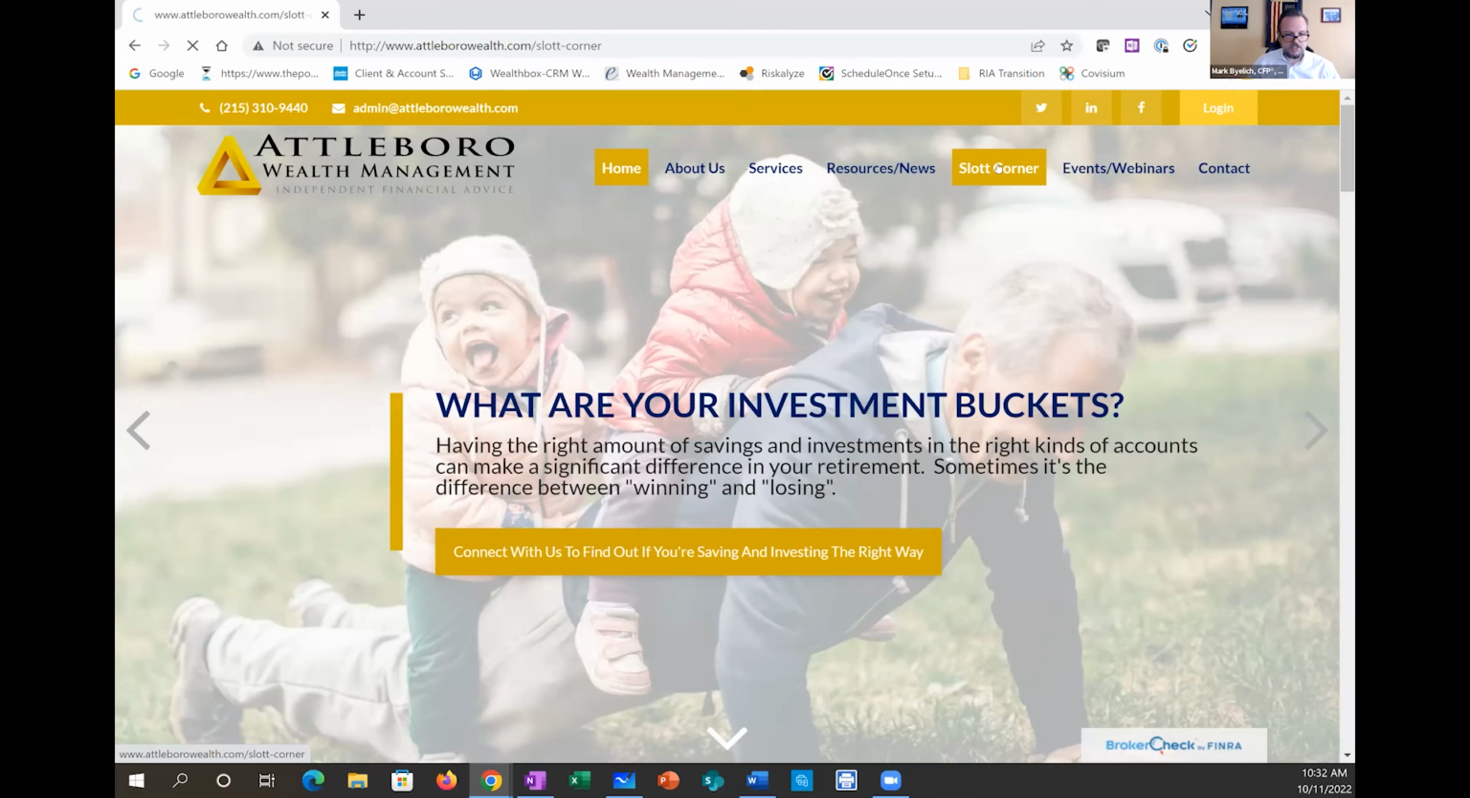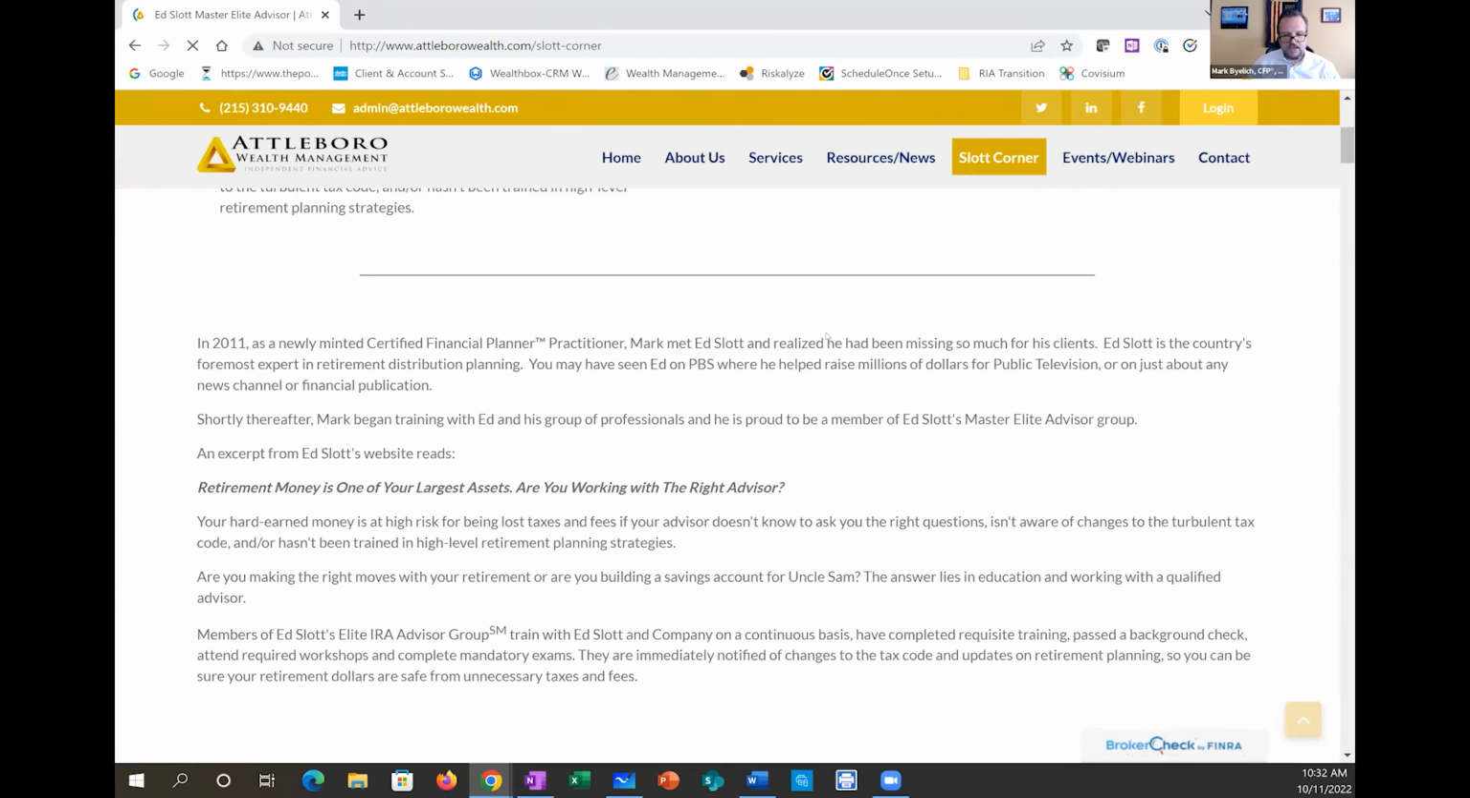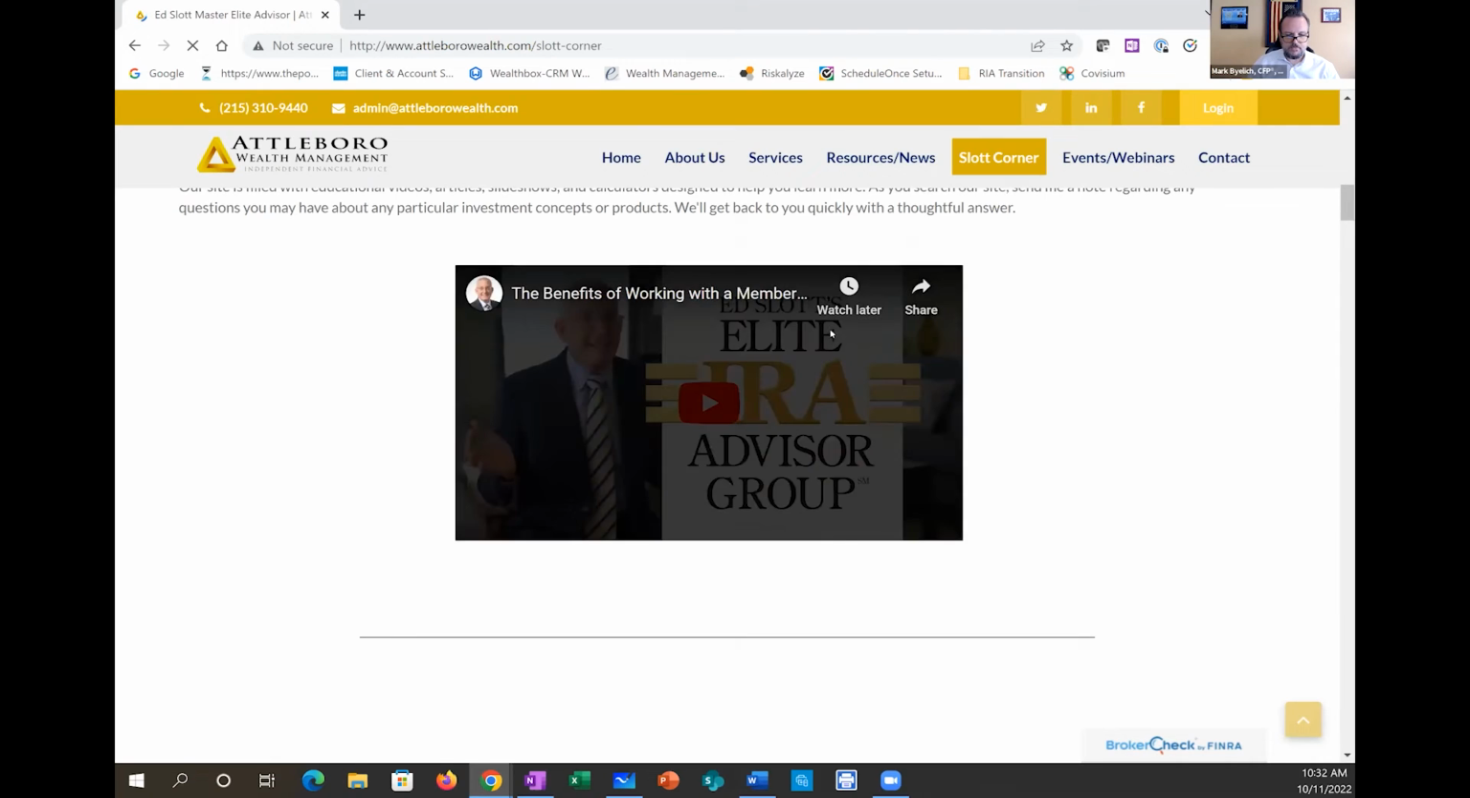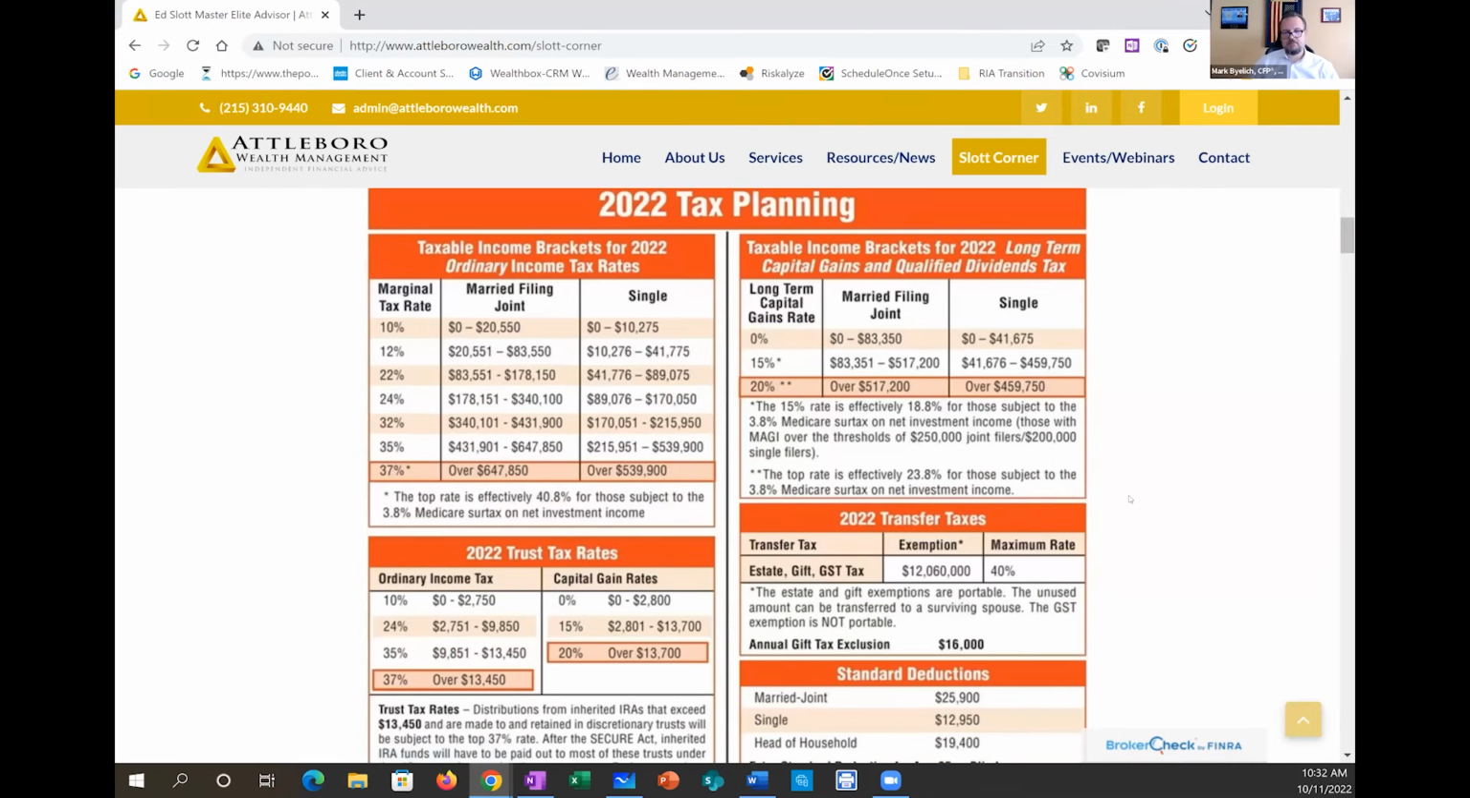All right, then you go to the Learning Corner. As you scroll down, I'm going to take you to this very familiar 2022 tax planning page. I want you to focus right now on this block up here: taxable income brackets for 2022, long-term capital gains and qualified dividends tax. You'll see here that if you're married filing jointly, you can pay 0% on dividends or capital gains, all the way up to a modified adjusted gross income of $83,350.